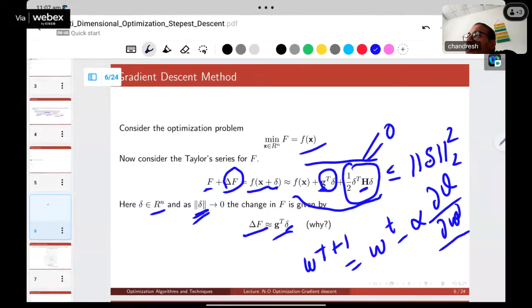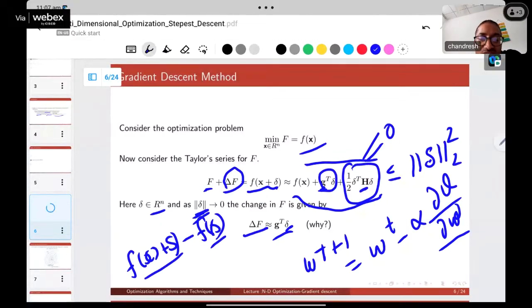Is anyone here following up to this point? This is very crucial to get the gradient descent. The second term finishes and we are measuring the change. The change is nothing but f of x plus delta minus f of x. This is the change between the current function value and the updated function value. This change is nothing but delta f, and that's how you get this term G transpose delta.